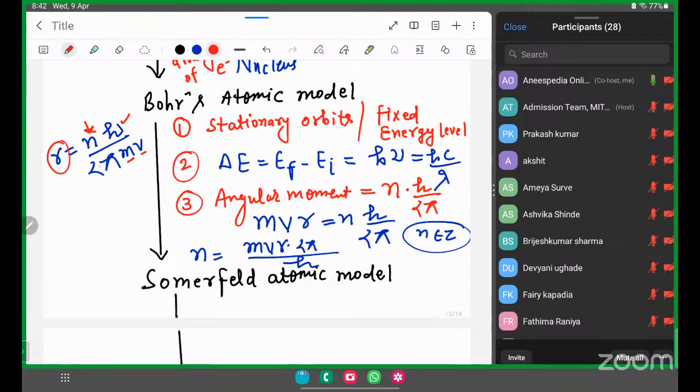If n is 1, r will be h upon 2 pi into mv, and if n is 2, it will be h upon pi into mv. So the value of r is connected with the value of n, which states that energy levels in an atom are quantized, which means circular orbits will be at a finite distance around the nucleus. In other words, it implies that a circular orbit in space cannot be anywhere. It has to be at a specific distance. Are you getting it? Yes or no? Yes, sir.